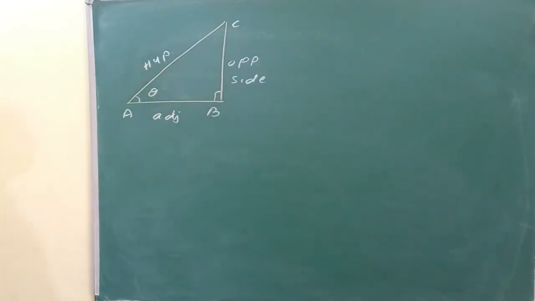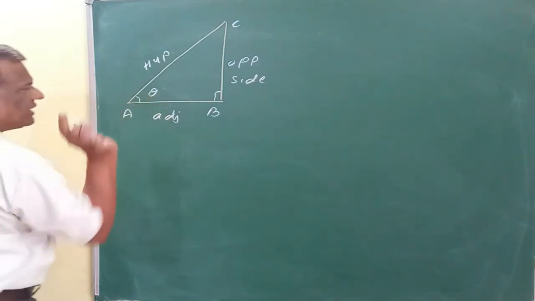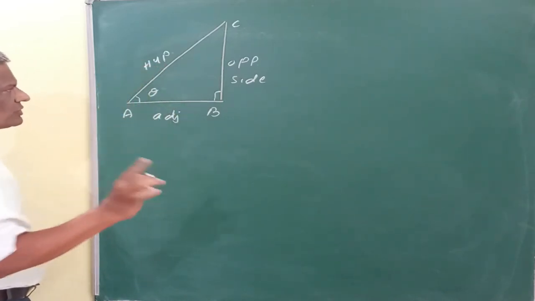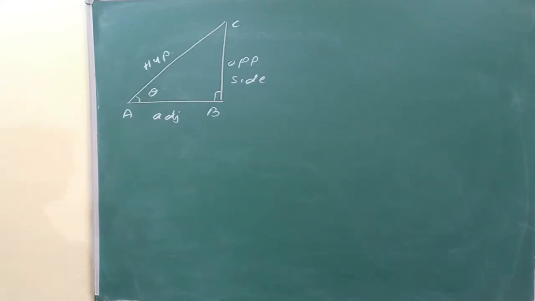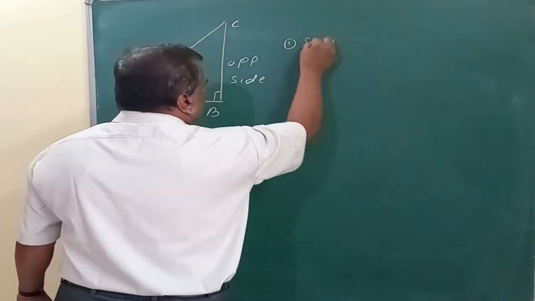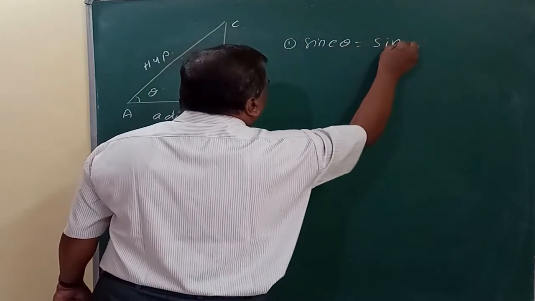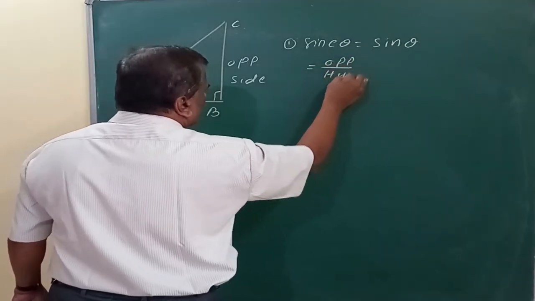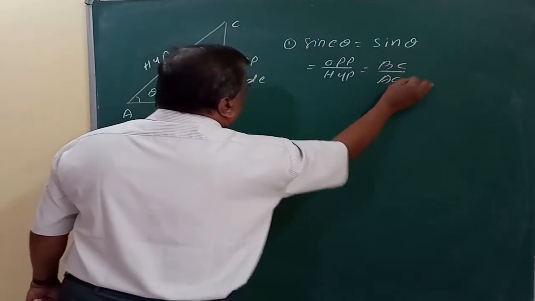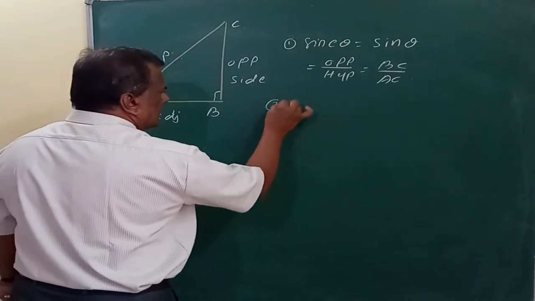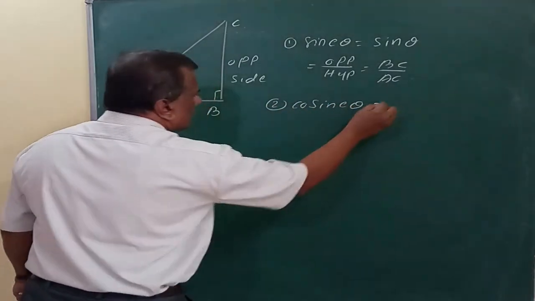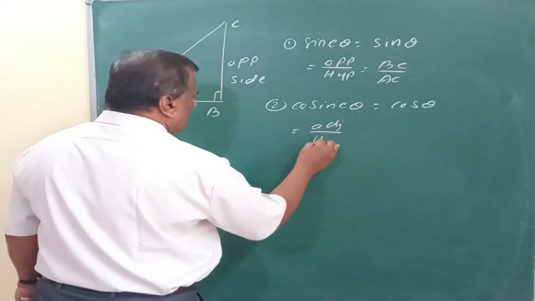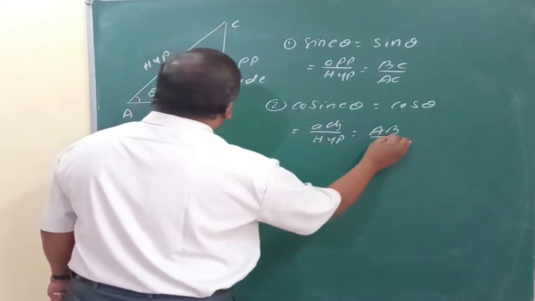Using these three sides, we define six ratios with respect to angle theta. Those six ratios we call trigonometric ratios. What are the six ratios? First ratio, sine theta, that is nothing but opposite upon hypotenuse, that is BC upon AC. Second, cosine theta, that is cos theta, adjacent upon hypotenuse, AB upon AC.